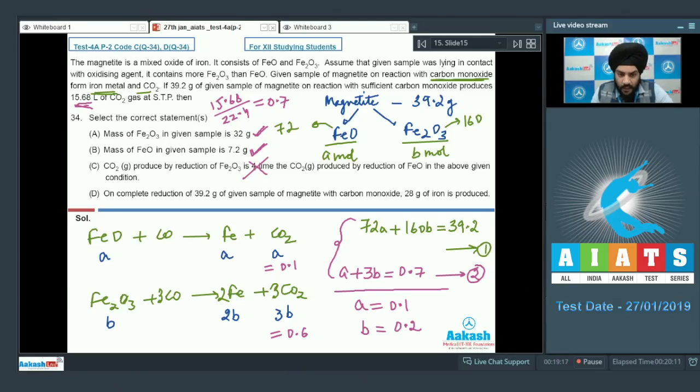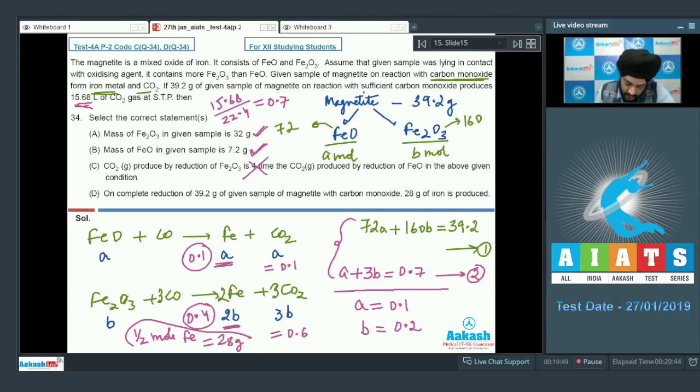And if you look at the D option now, on complete reduction of 39.2 gram of the given sample of magnetite with carbon monoxide, 28 gram of iron is produced. So if we talk about the iron now, we have A plus 2B moles of iron. The value of A was 0.1 and the value of B was 0.2. So 2B shall be equal to 0.4. So the total moles of iron formed shall be equal to 0.5, which means that half mole of iron is formed, and the mass of half mole of Fe is indeed equal to 28 grams. So students, the fourth statement is correct. So students, for this question, we have to select option A, option B and option D as the correct answer. Let us look at the next question now.